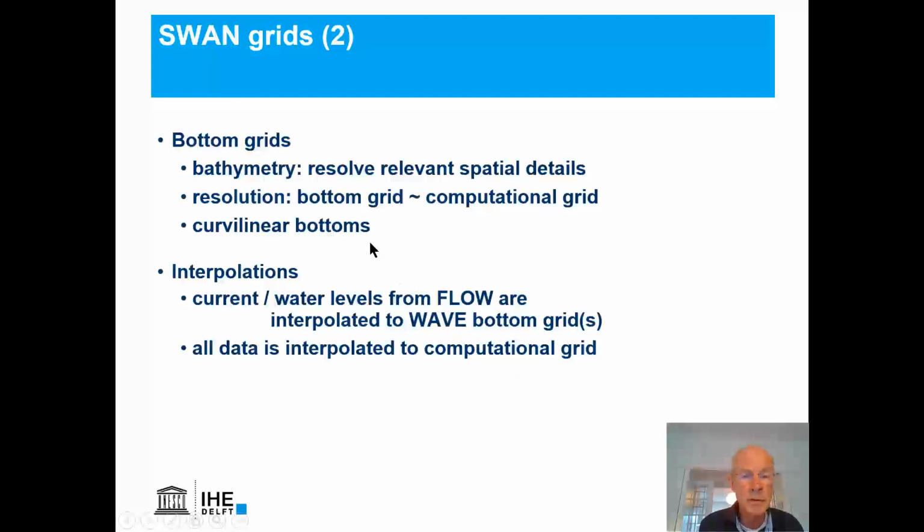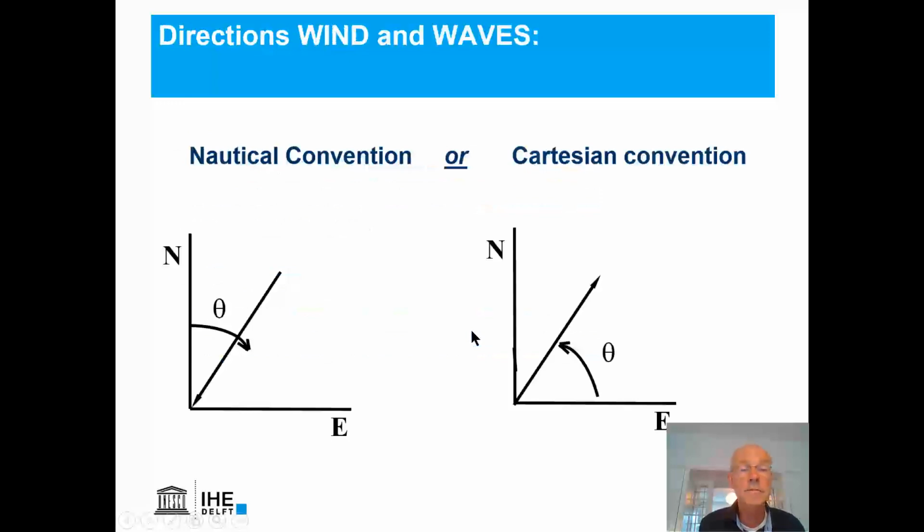The SWAN grids obviously need to be fine enough to resolve the relevant spatial details, and we typically take them the same as the flow model. Water levels from flow and currents are interpolated to the wave grid, and the results from wave are interpolated back to the flow model. Directions can be in nautical convention, with direction relative to north, where the waves are coming from, or in Cartesian convention, where the waves are going to.